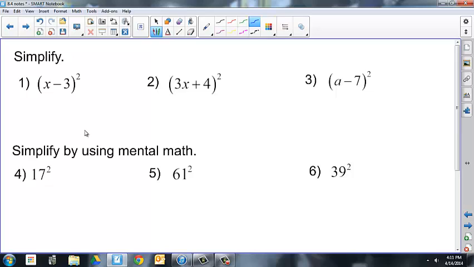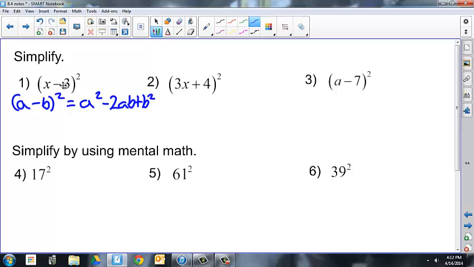First example, x minus 3 quantity squared. Now we could write this out and use the FOIL method, the distributive method, or even that chart that some of you liked, the table. However, what I'm going to do is follow the pattern. I know that this is in the form of a minus b quantity squared. So think of your x term as being a, your 3 as being b. So a minus b quantity squared is a squared minus 2ab plus b squared.